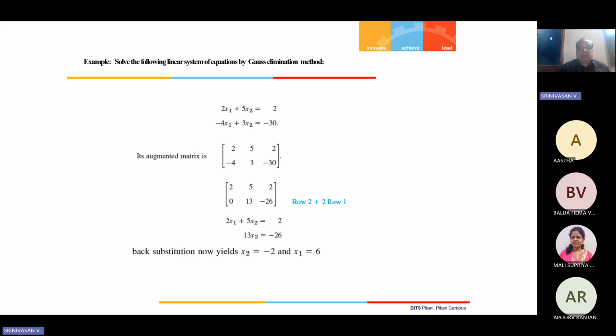Actually, you will start from the bottom. So here you have 13, and on the right-hand side you have minus 26. What's the meaning? This column is now nothing but the coefficient of Z, or X2 here. According to this problem, X1, X2, this is the coefficient of X2. So 13 into X2 equal to minus 26. Therefore, X2 is equal to minus 2.